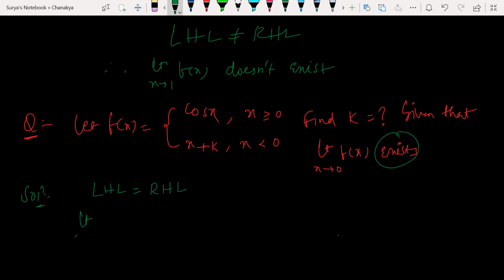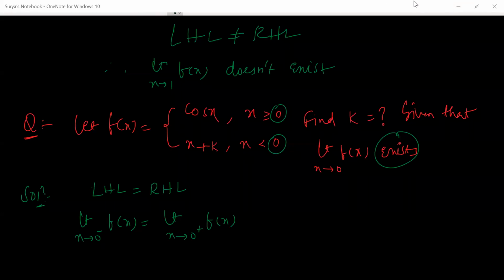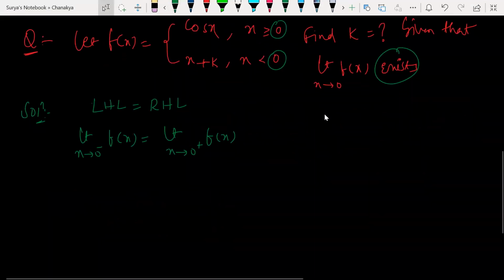So limit x tending towards 0, f of x. LHL means limit x tends to 0 minus. At 0 only we are talking, right? So 0 minus. RHL means limit x tends to 0 plus f of x. Is it clear? Yes or no?